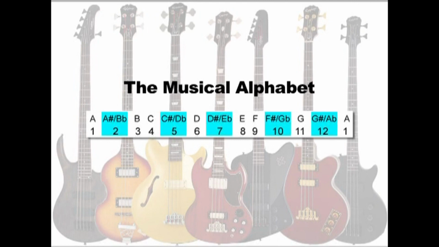Notice that the 2nd, 5th, 7th, 10th, and 12th notes have 2 different names. For example, the 2nd note can be A sharp or B flat. It is the same note, but it has 2 different names. The notes A, B, C, D, E, F, and G are called basic or natural notes. All of the sharp and flat notes are called accidentals.